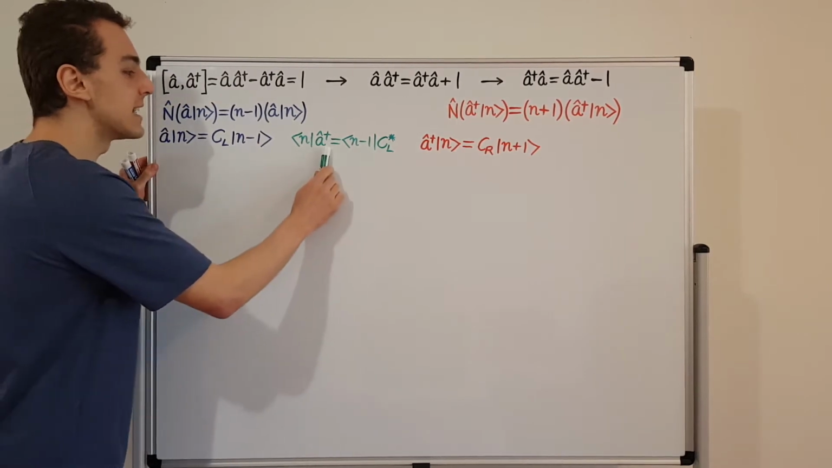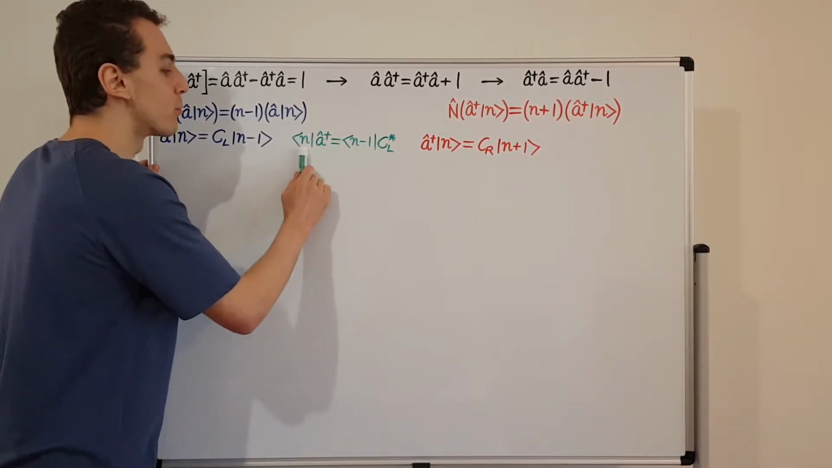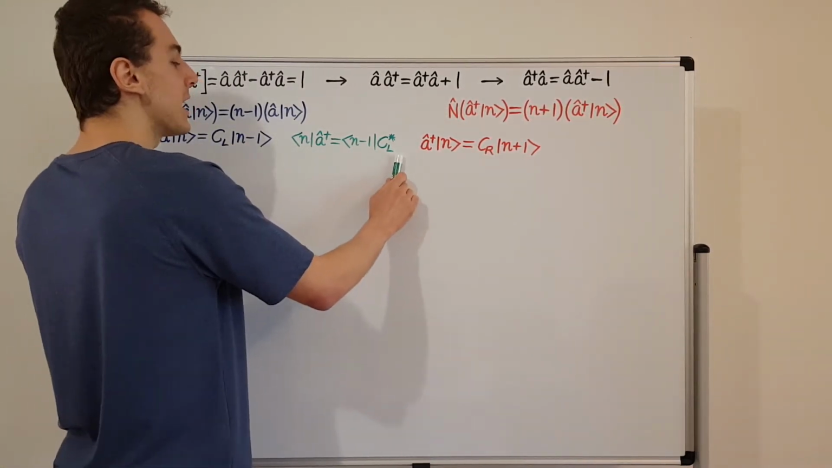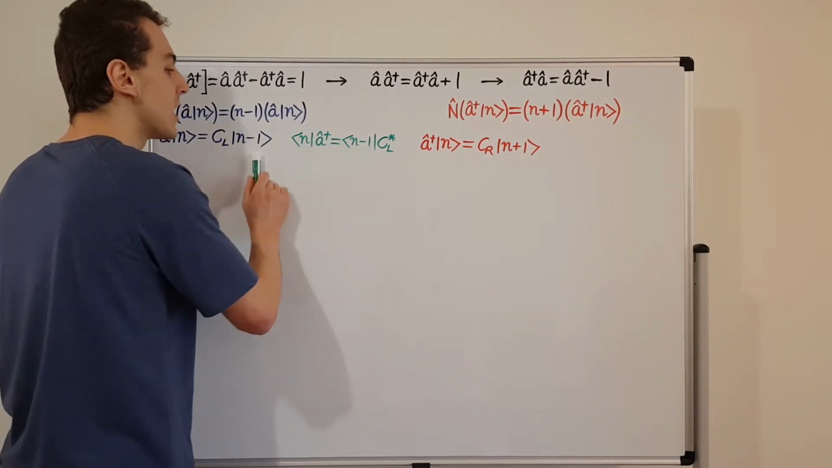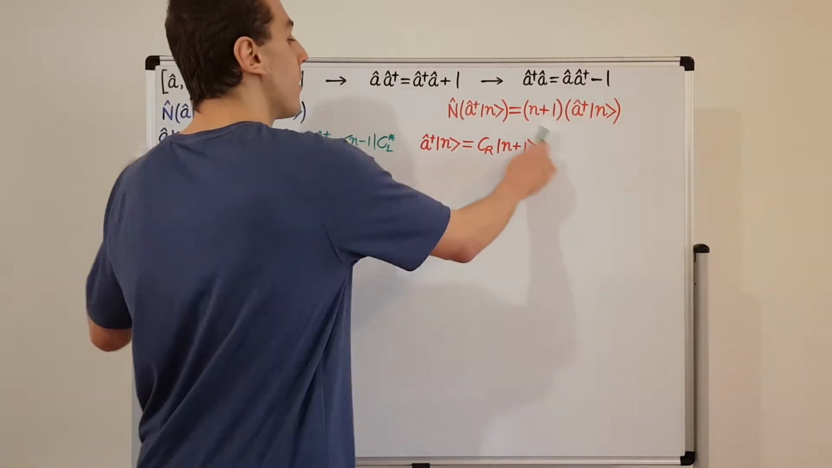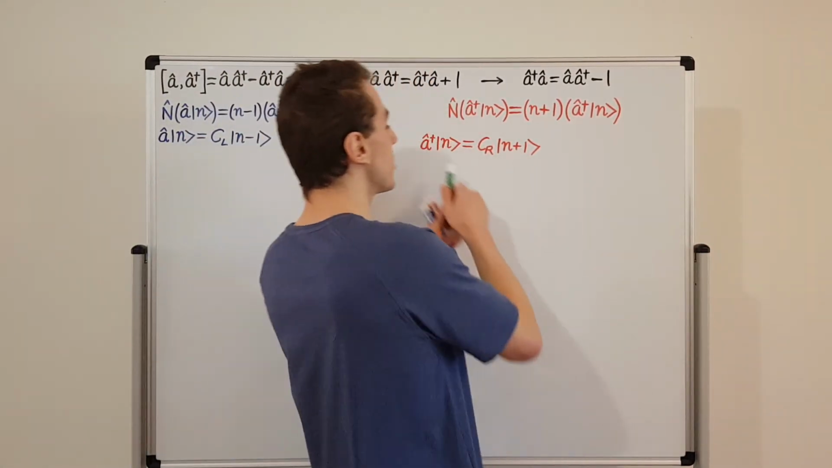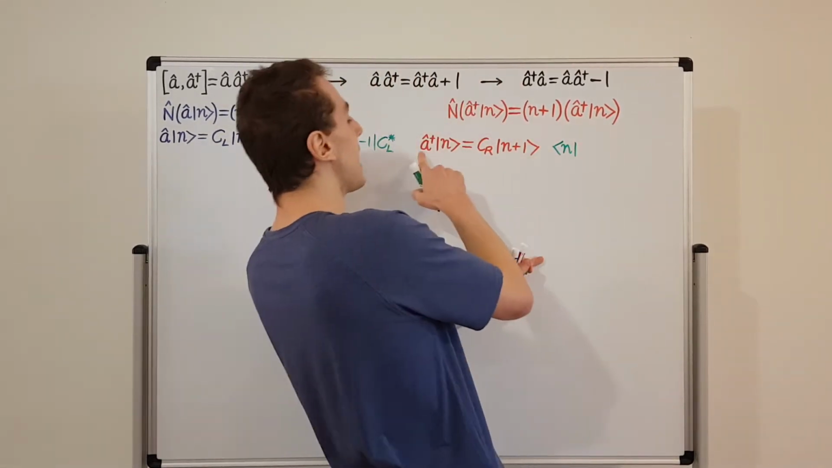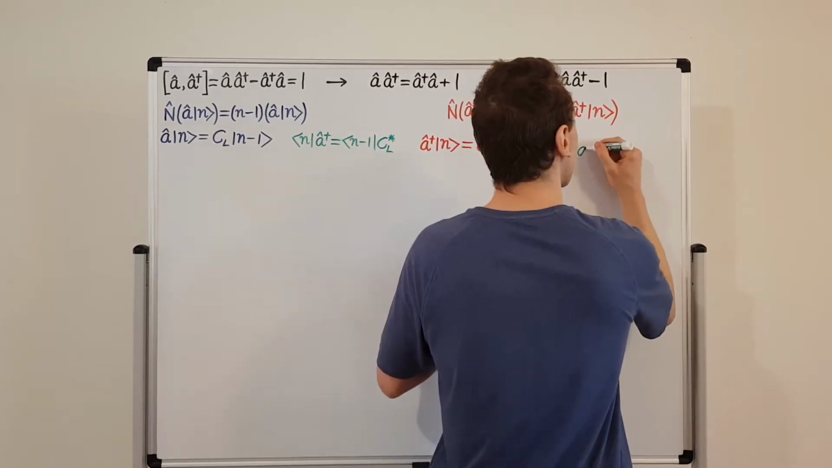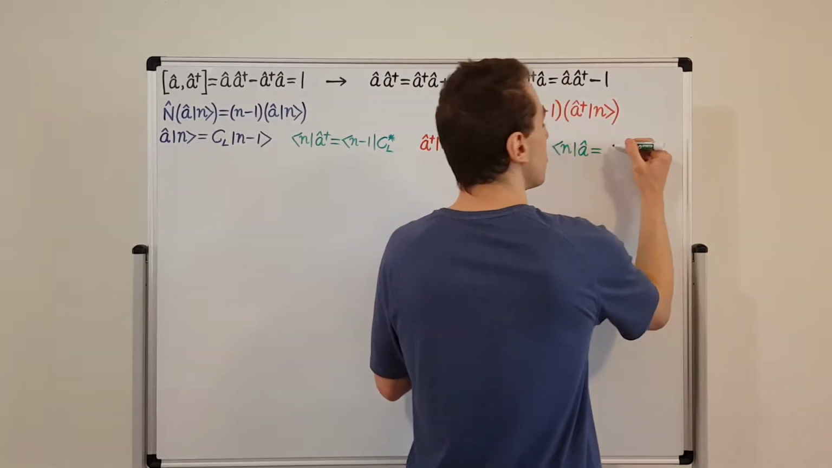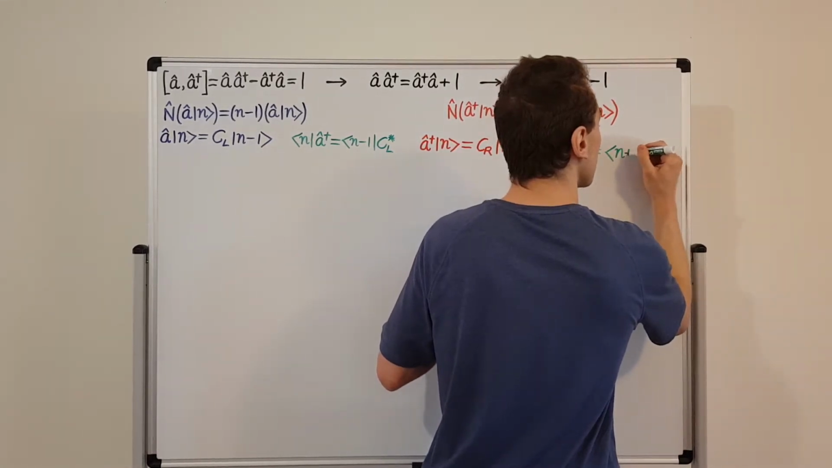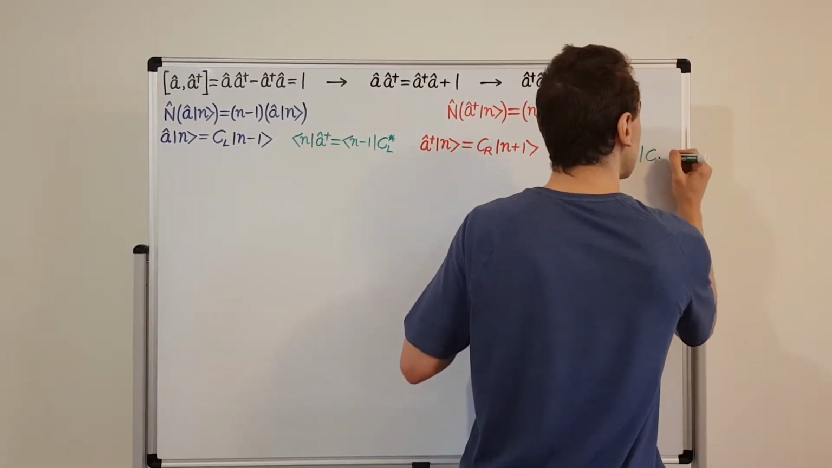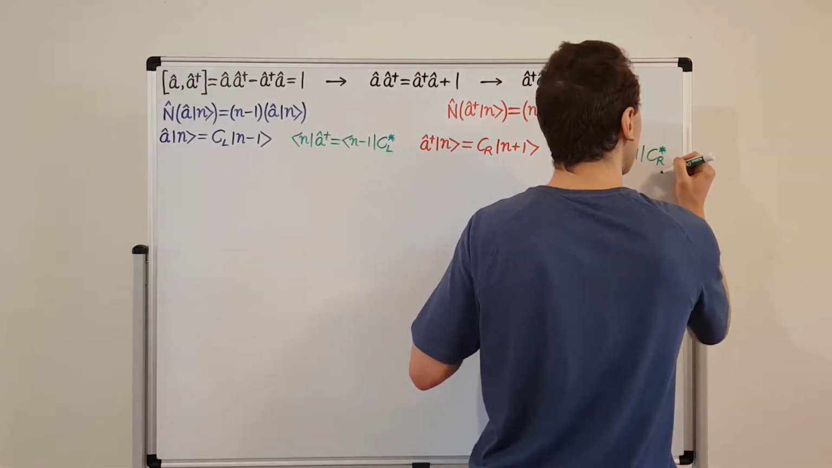So this A has turned to A dagger, this ket version of N has turned to a bra version of N, and over here, what do we have? We have this coefficient that has been complex conjugated, and this N minus 1 in a ket version has turned to the bra version. Let's do the bra version of this equation as well. So over here we're going to have the bra version of N, and then this A dagger is going to turn to A. So we have A over here, and that's going to be equal to the bra version of N plus 1, and then we have to take the complex conjugate of this coefficient again. So we're going to have C sub R, the complex conjugate version.